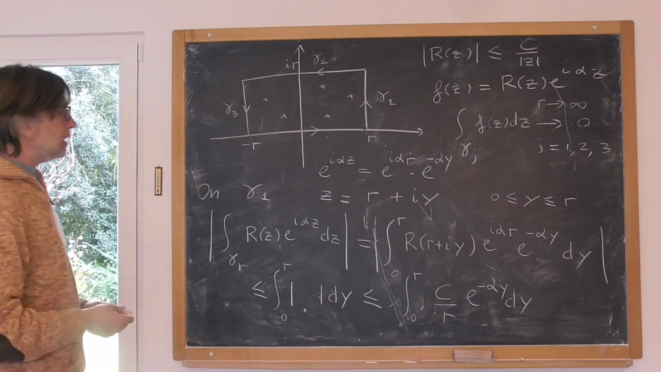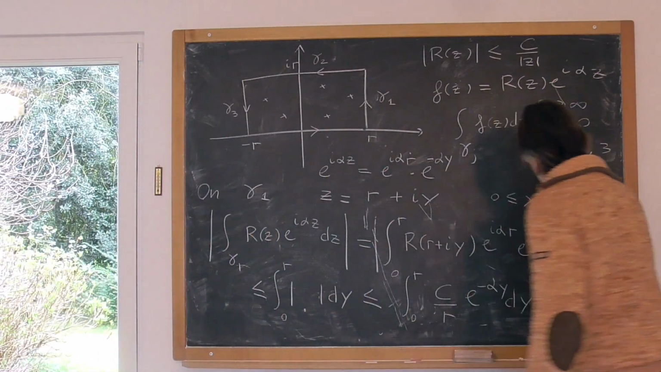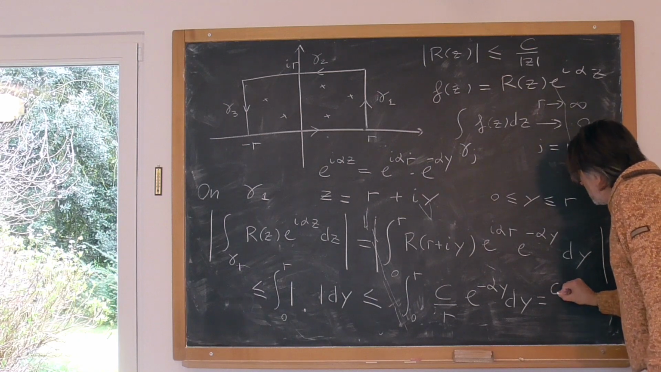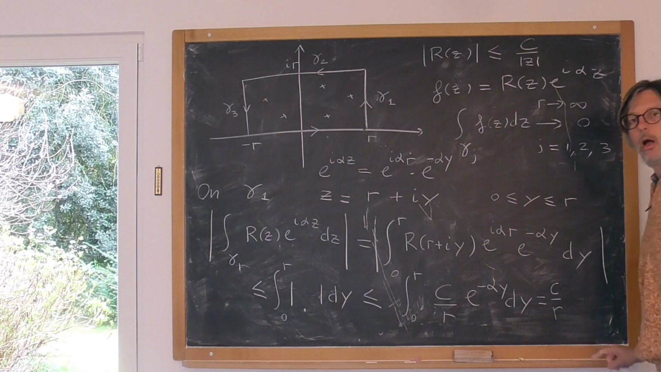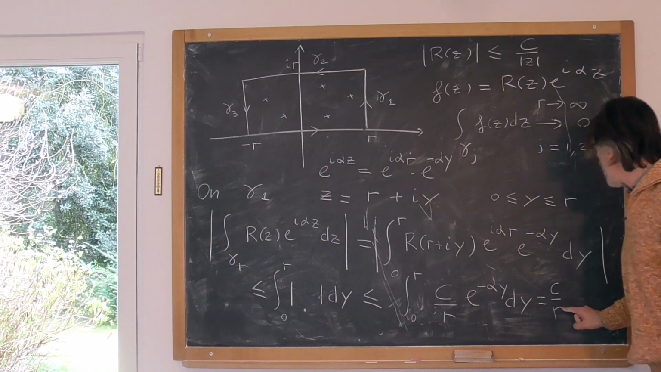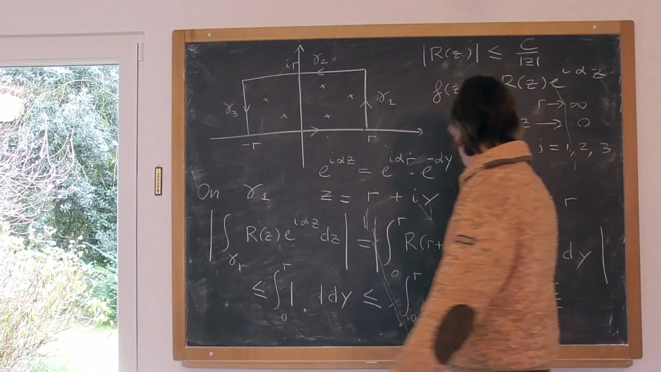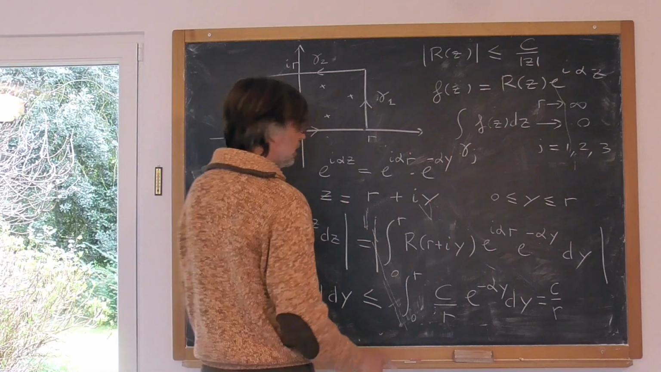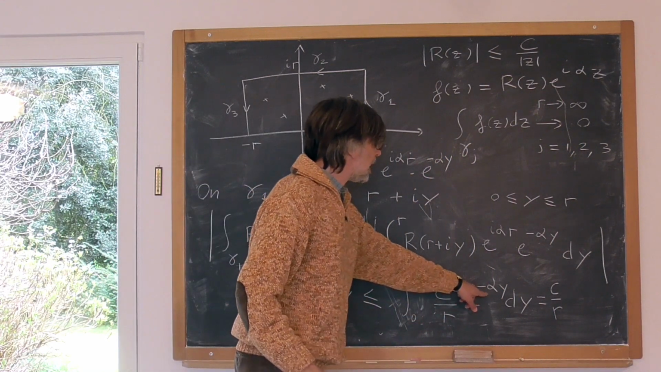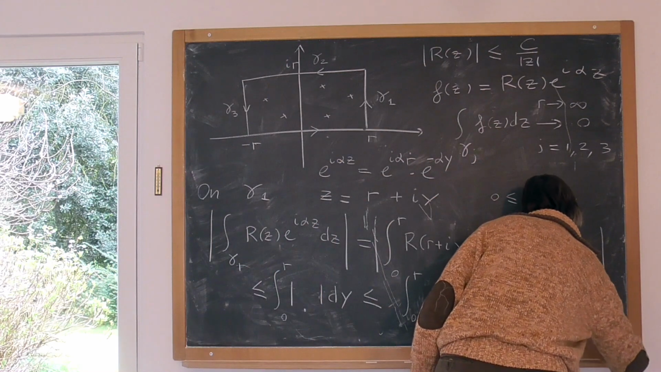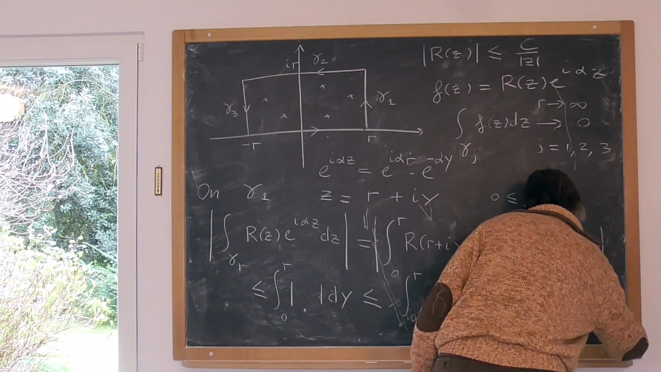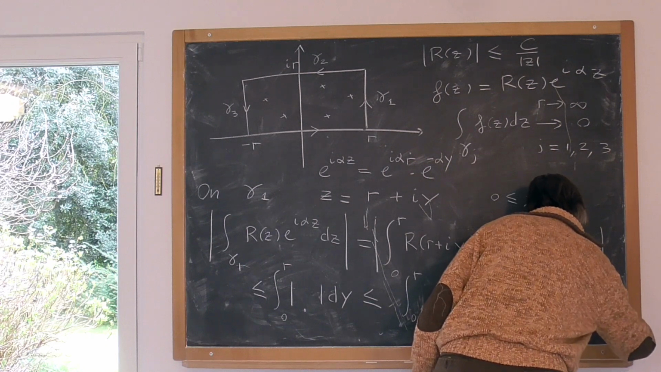Okay? And here, this is now c to the power c divided by r, and I have an integral between 0 and r of e to the minus alpha y in dy. Integral 0 to r of e to the minus alpha y in dy.